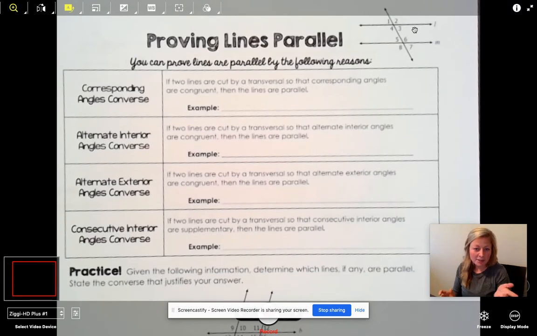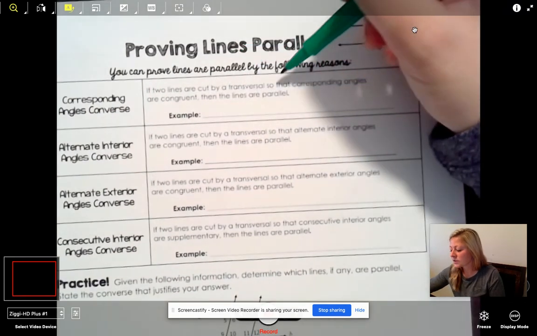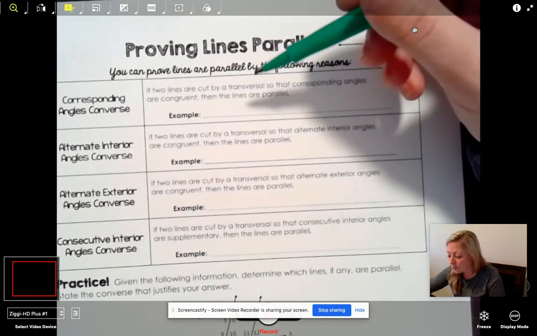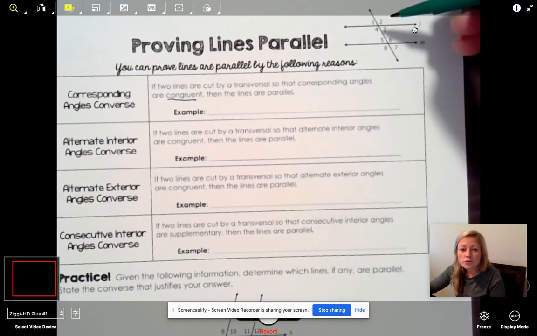So the other day, whenever you watched the last video, it said, if lines are parallel, corresponding angles are congruent. Now we're going to flip the order. So now we're going to say, if corresponding angles are congruent, lines are parallel. That's a converse. We just flipped the order. So why do we care? Let's look here. So if we have lines cut by a transversal so that corresponding angles are congruent, then those lines are parallel.